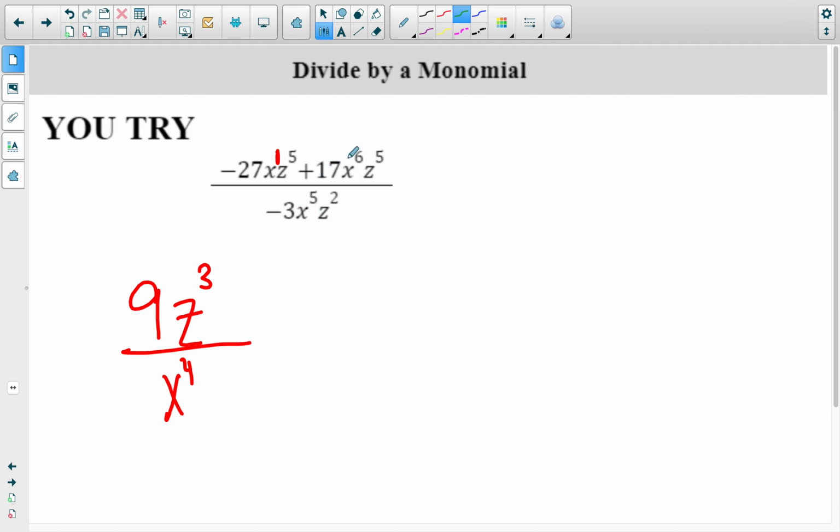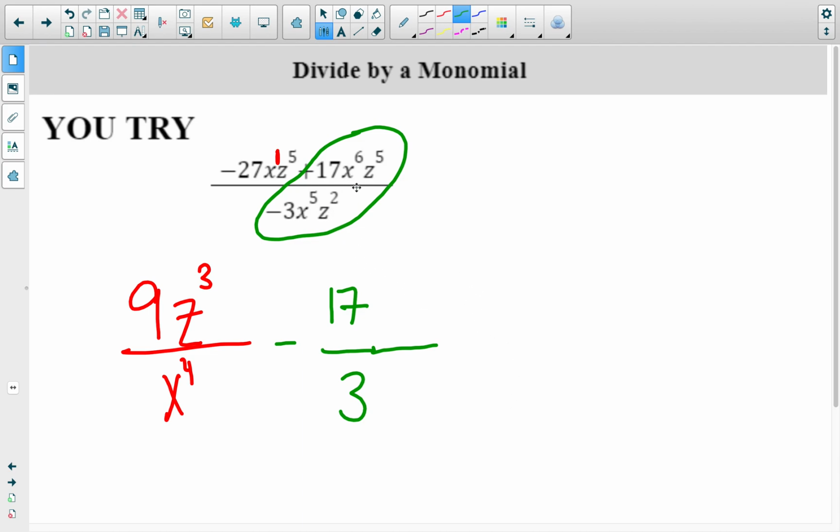Okay, and then now we're going to deal with this part, right? 17x to the 6th. So let's take a look at this 17 divided by negative 3. Those can't be simplified, so I'm just going to leave it as 17 over 3 and extend that fraction bar in case we need it.